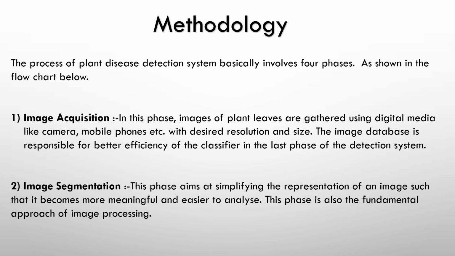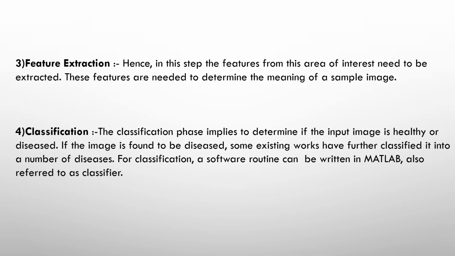The second phase is segmentation of image. Approach of segmentation process is presentation of image in such a way that it becomes easy to understand and analyze. This part is important aspect of image processing. Usually the segmentation part is completed by the means of k-means segmentation. Third phase is feature extraction. In this step, the features from this area of interest need to be extracted. These features are needed to determine the meaning of sample image. The feature extraction is usually done using the GLCM, that is Gray Level Co-occurrence Matrix algorithm.